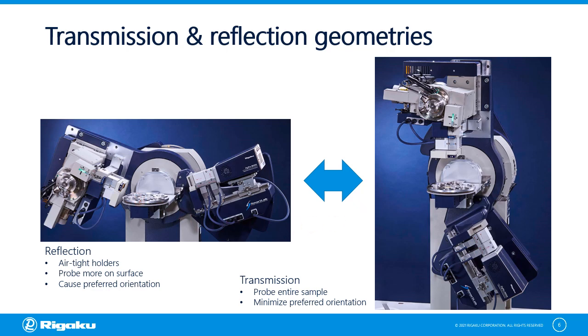Transmission geometry on the right-hand side probes the entire sample. This is especially important if you want to evaluate small amounts of impurities or polymorphs if they are not distributed uniformly over the sample. This geometry also minimizes preferred orientation, as the sample is not pressed like in reflection geometry.